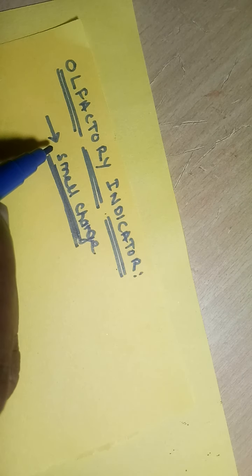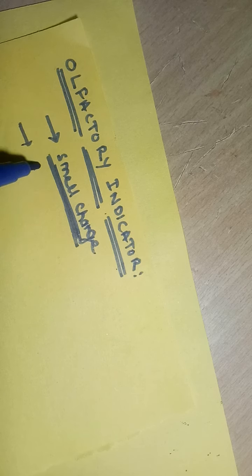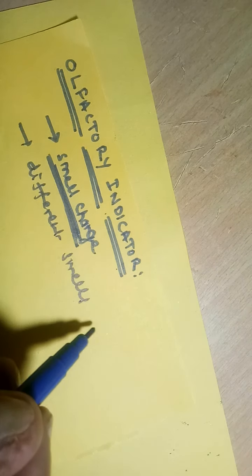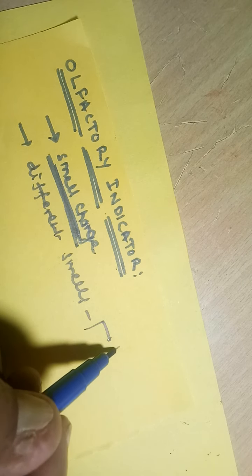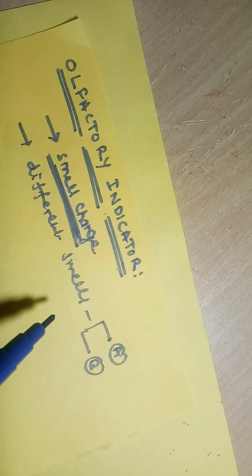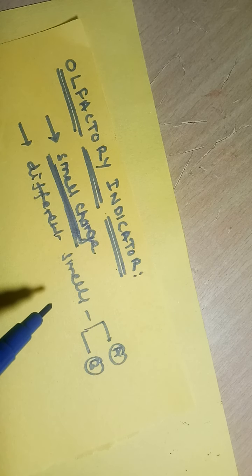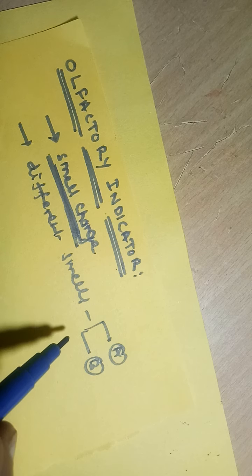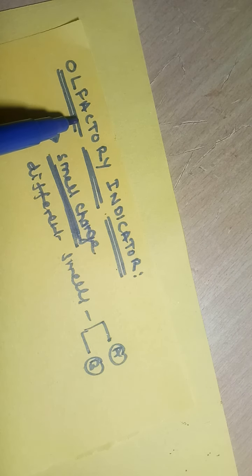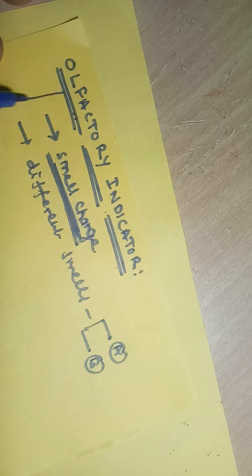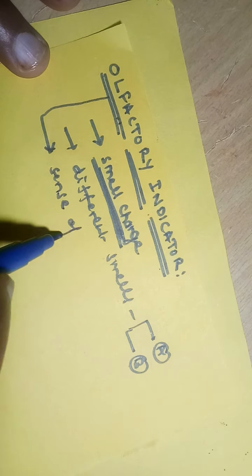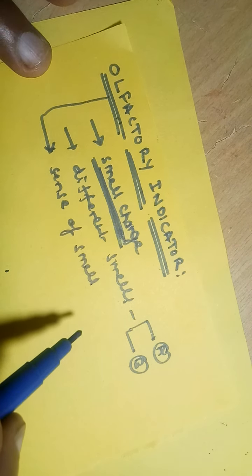They are substances which give different smells in acids and bases. That means it gives one smell in acid and another smell in base. From that we can identify the given substance as acid or base. Such indicators are called olfactory indicators. The term olfactory means smell, or sense of smell.